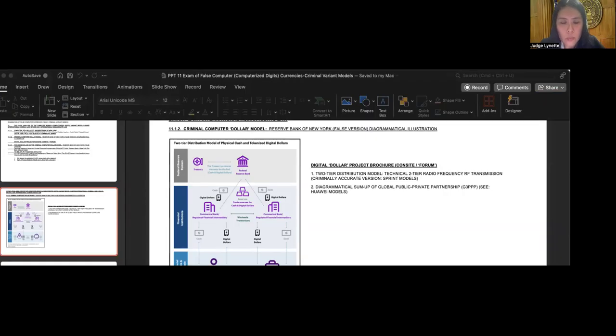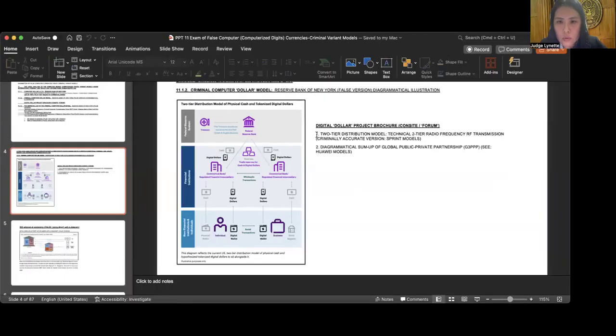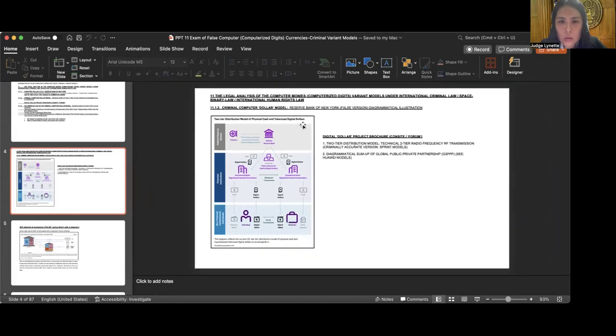So you can go straight to PowerPoint and video PowerPoint section 3 when it is uploaded to understand what this Sprint Mobile or T-Mobile, which you see here in the two-tier radio frequency transmission criminally accurate Sprint models, appear on the two-tier digital Reserve Bank of New York with several of the major New York banks, commercial banks, under pilot testing.